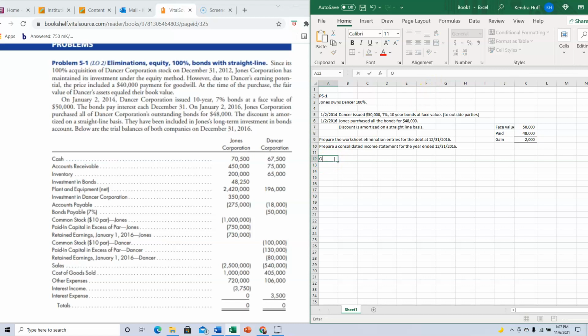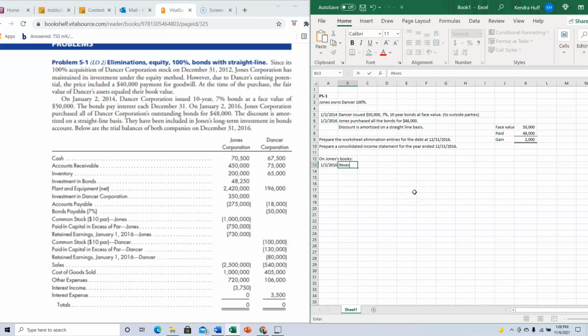All right, so on Jones's books, this is the parent. These entries are not part of the answer. I'm just making sure y'all know what happened during the course of the year. On January 2nd of 2016, when they bought the bonds, they're going to have investment in bonds for $48,000 and cash went out the door. You can indeed see they have an investment in bonds right here under Jones Corp.